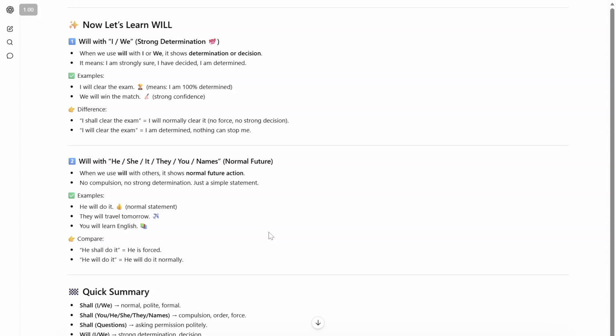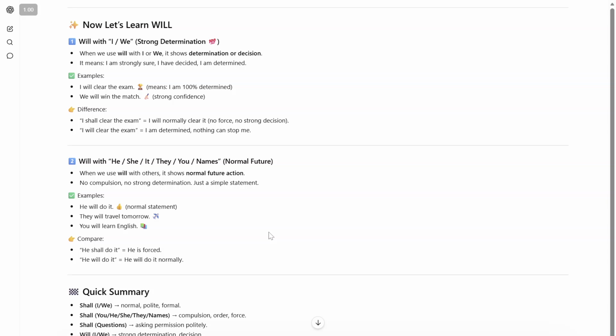Will with he, she, it, they, you, names: normal future. When we use will with others, it shows normal future action. No compulsion, no strong determination. Just a simple statement. Examples: He will do it, a normal statement. They will travel tomorrow. You will learn English. Compare: He shall do it, he is forced. He will do it, he will do it normally.